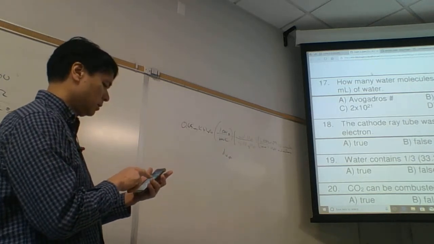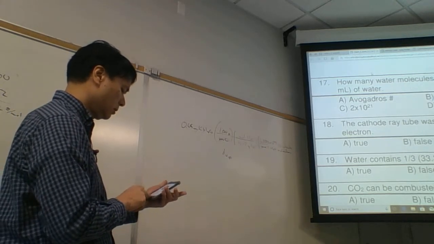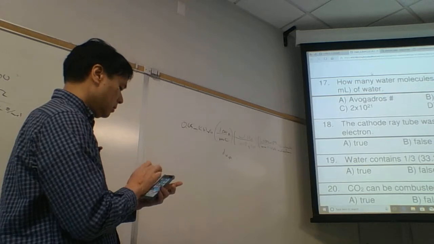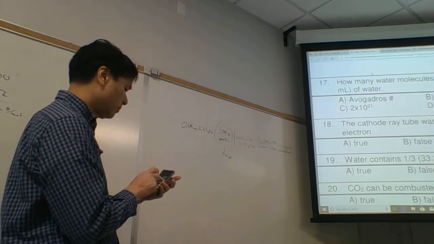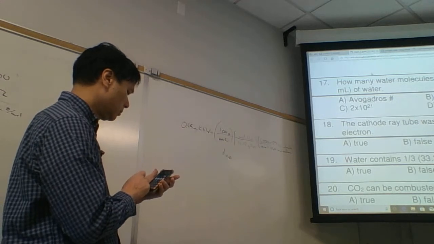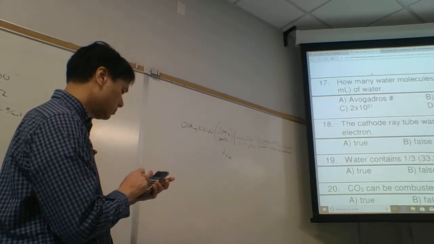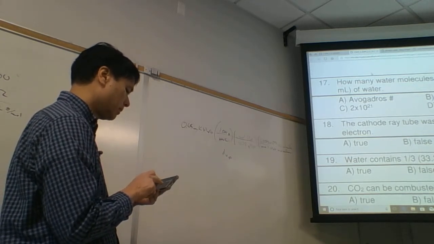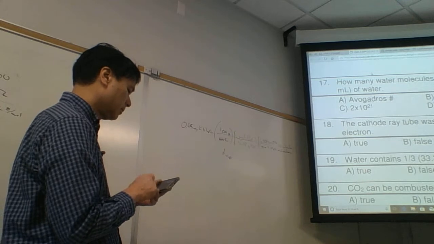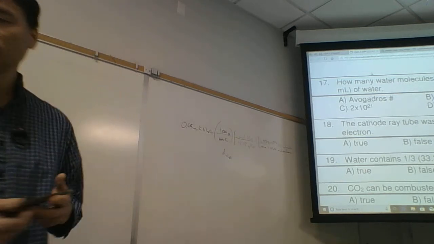So let's take a look. I don't know what the answer is, so I'm going to just calculate. 0.05 divided by 18.02 times 6.022 times 10 to the 23rd. 1.67 times 10 to the 21st.